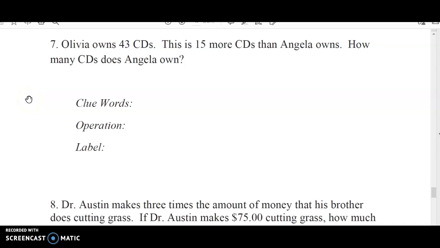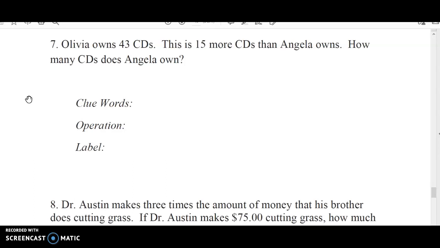Welcome to Word Problems Part 2. In the first part, we learned how to write our let statement, how to read the word problems, and see exactly how we're going to write our equations based on what we read. So we're going to dive right in.